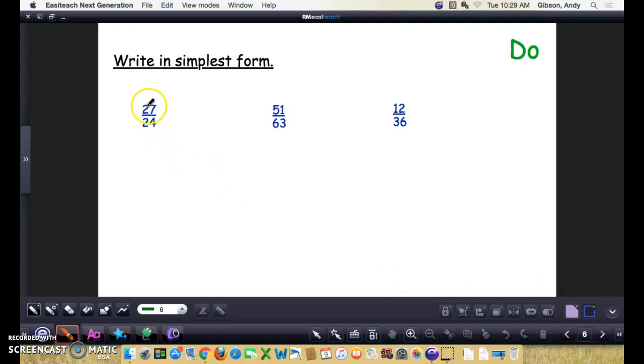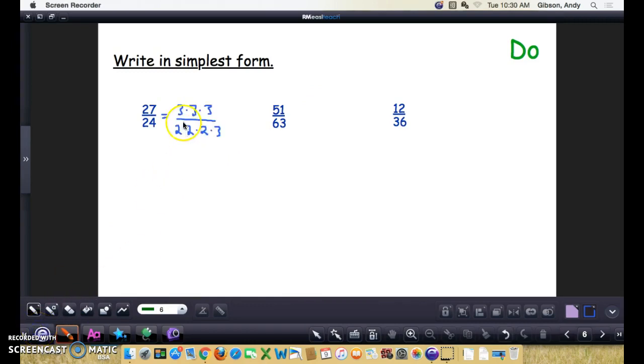All right, so 27 over 24, 51 over 63, 12 over 36. I want you to first list out the prime factorization and then simplify. All right, so pause, work on those, and then start it back up again.